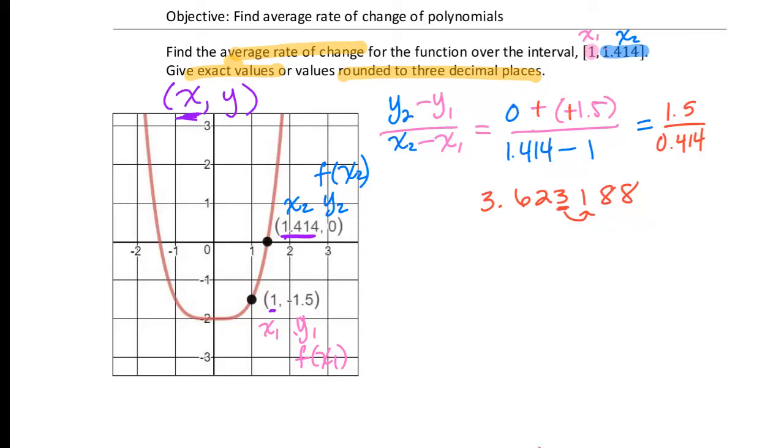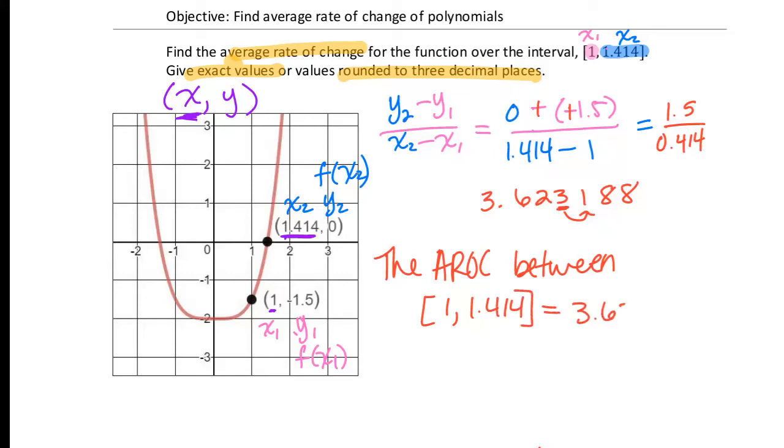We're going back to like elementary school right now, okay? So this is the average rate of change between 1, 1.414 is 3.623.